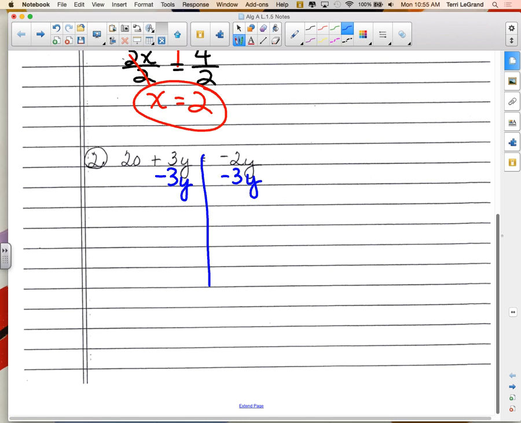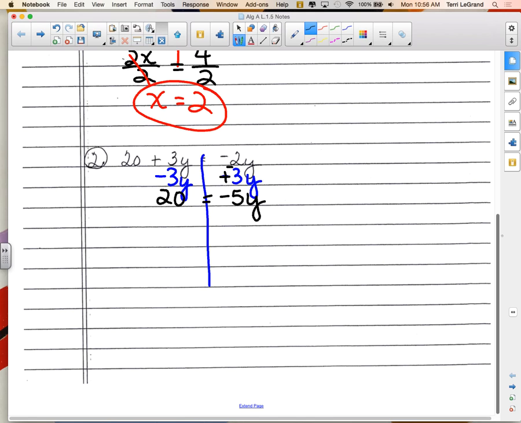Well, remember when we are subtracting and we have negatives involved, what are we going to do with our subtraction? Add the opposite. So we're going to change that subtraction to addition, and we're going to make that a negative 3. So without our calculator, how many y's do we have now? Negative 5. Yeah, we have a negative 5. Negative 2 plus negative 3 is negative 5y. So that's what we have on the right side of our equation. And what do we have left on the left side? 20. Okay.